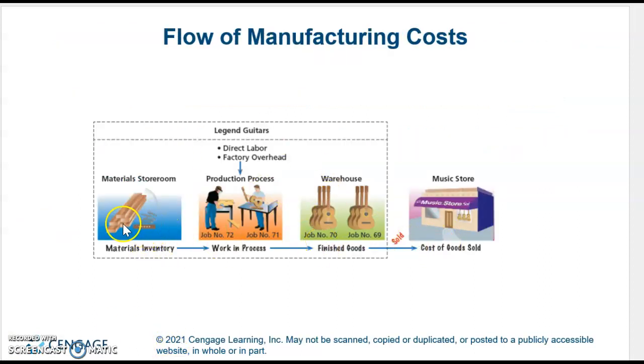So for making the guitar, raw materials would be in the storeroom. We're going to take wood, and once we put that into the production process, you're going to have direct labor, overhead, and materials inventory. And as it's being worked on, it's in WIP, and then when it's complete, it goes into finished goods, and then when it's sold, it goes into cost of goods sold.